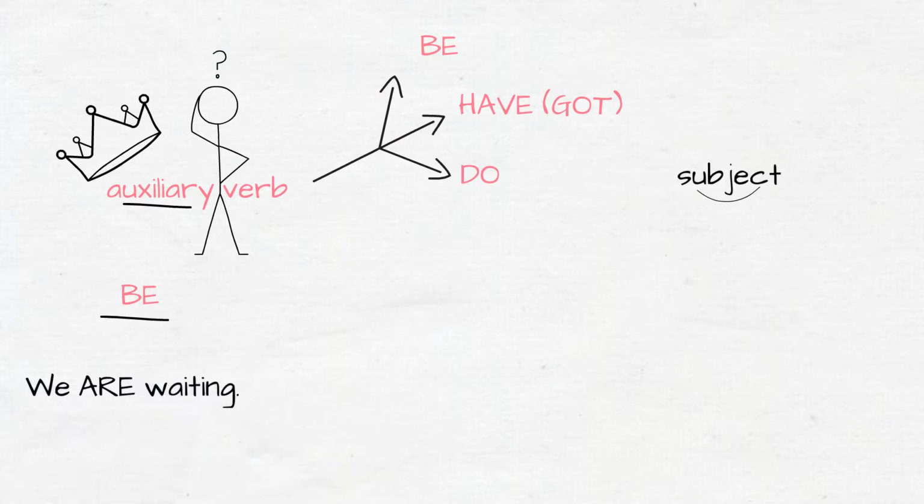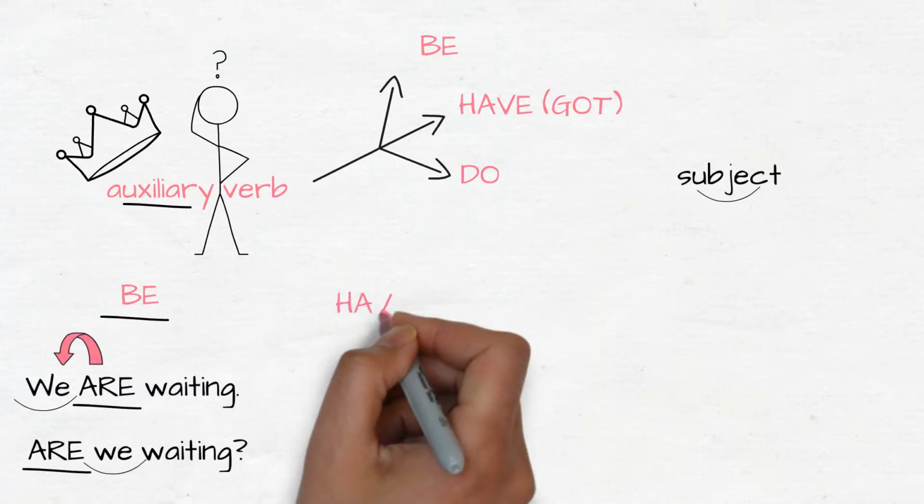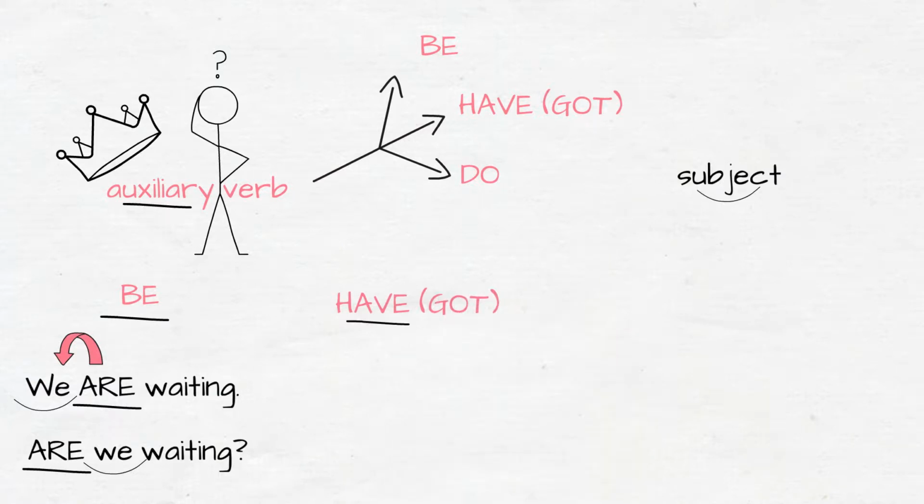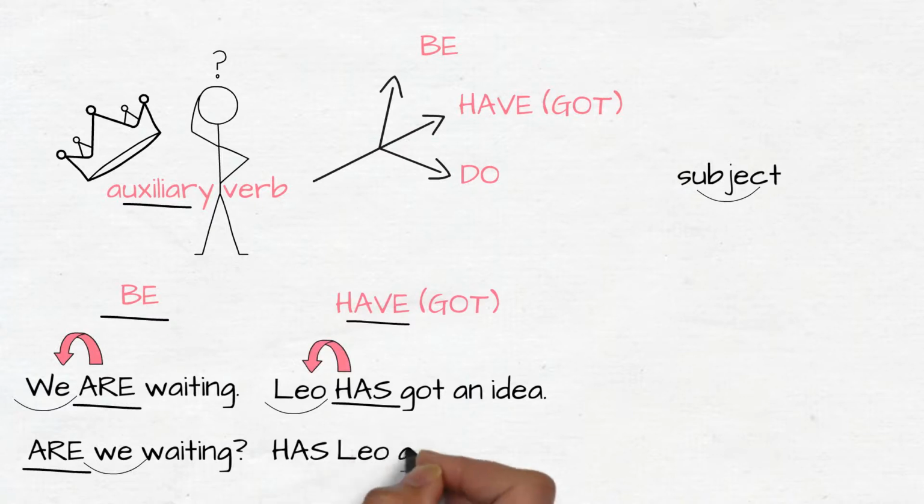Be. We are waiting. Are we waiting? Have or have got. Leo has got an idea. Has Leo got an idea?